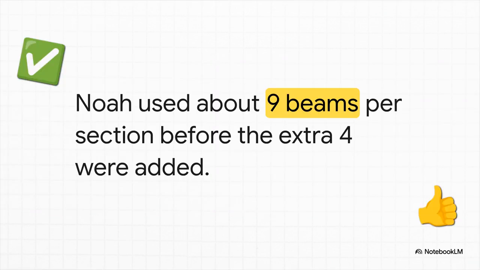And for the final step, you have to do the reverse translation. Take that number and put it back into the story. The answer, 8.67, basically means Noah was using about 9 beams for the main structure of each section before he added any extras. And just like that, problem number 1 is done.